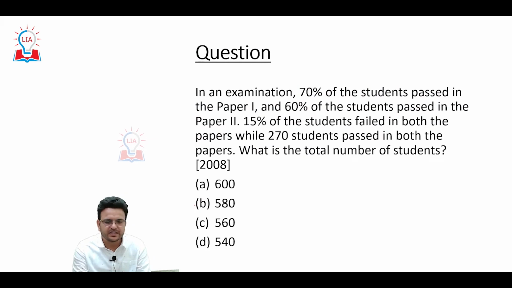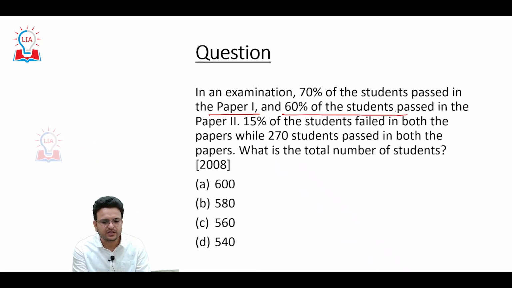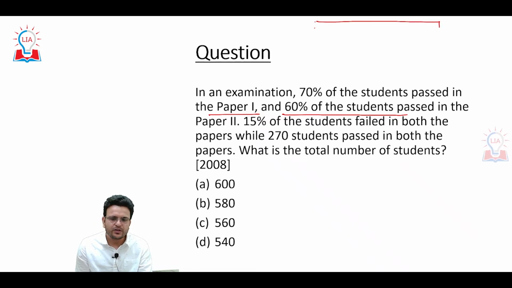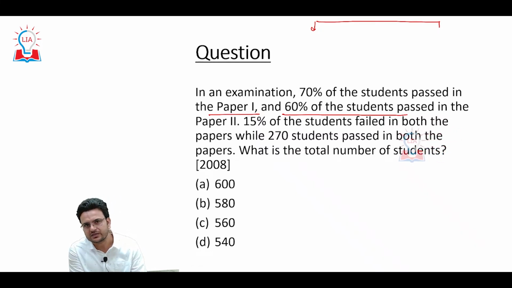In an examination, 70% of the students passed in paper 1, 60% passed in paper 2, and 15% of the students failed in both the papers. So here the first thing we have to understand is that whenever we make a Venn diagram, we can make it either for the passed students or the failed students. We cannot mix both of them.